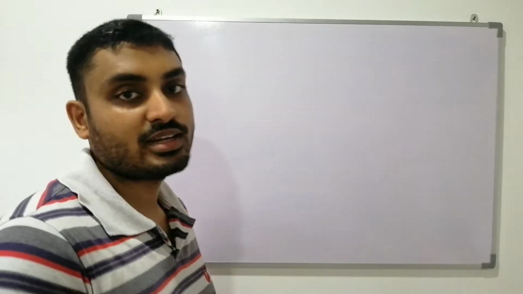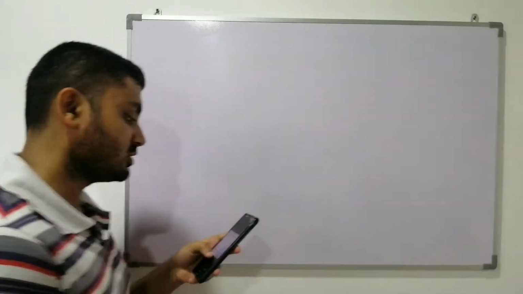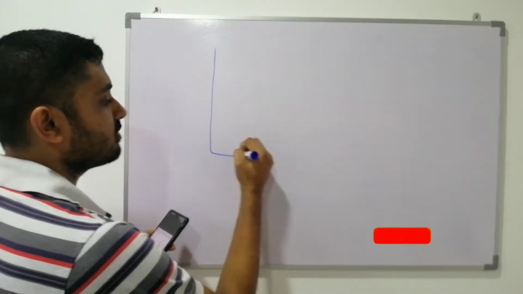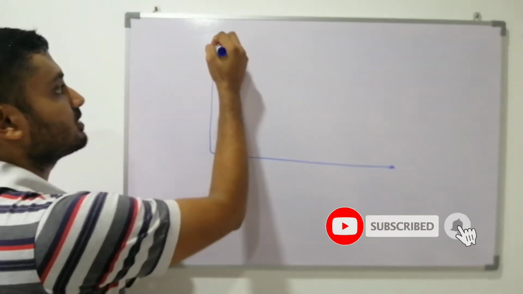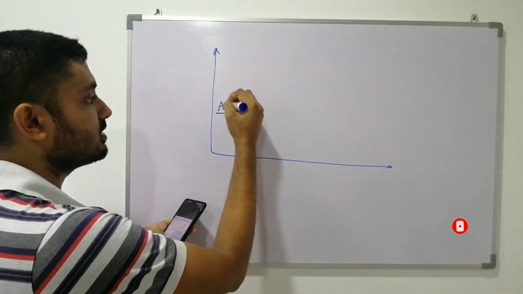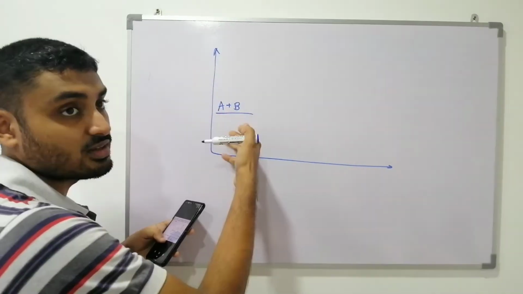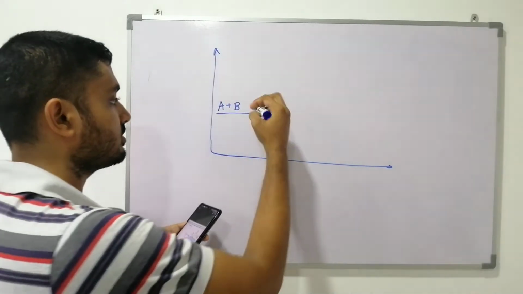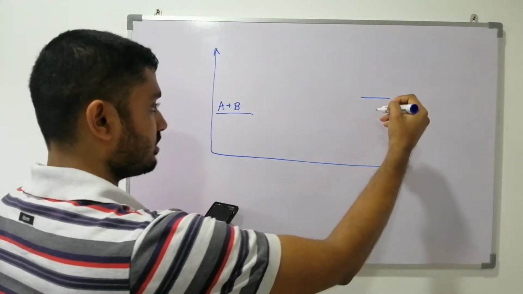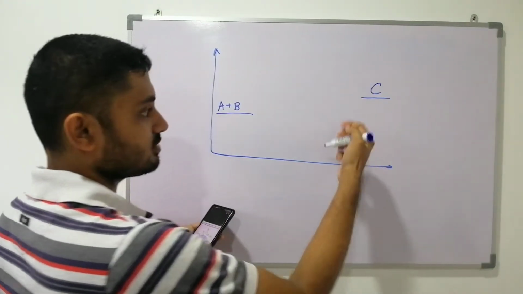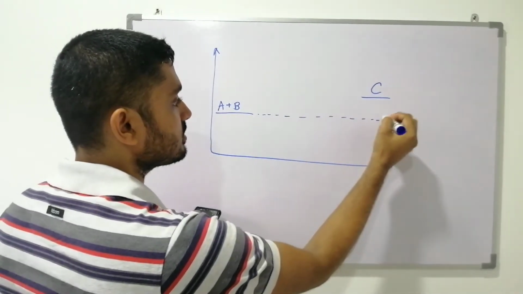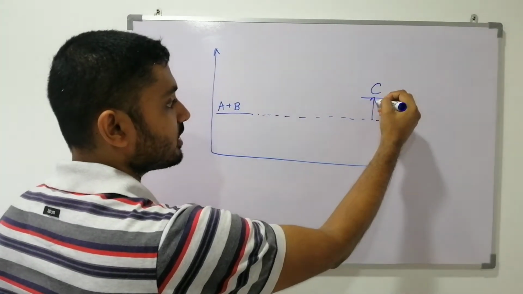Alright, it's all about activation energy. You saw the question. In this question, we have a diagram, an energy profile. You have A and B as the reactants, and all the way up here you have C, that's your product.